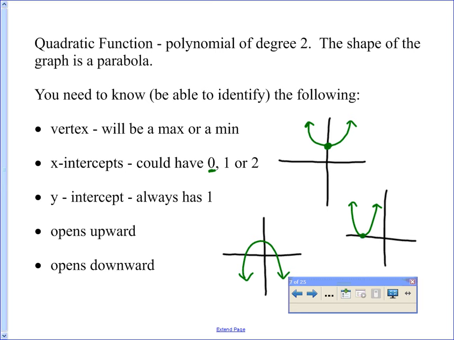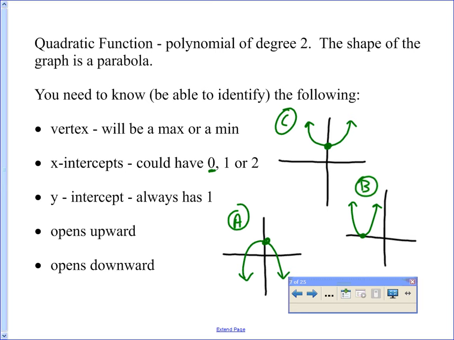or we could have a situation where there's one x-intercept, and that's going to be when the vertex is the x-intercept. It always has one y-intercept. So in this case, this is the y-intercept. It's just where it crosses the y-axis. In this case, let's call this one B here. B is going to happen further up the y-axis. And then up here in C, the vertex would be the y-intercept.